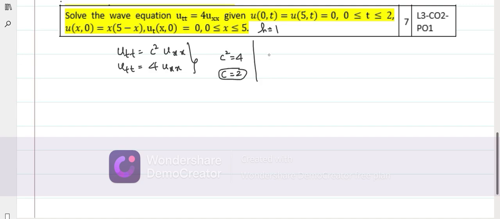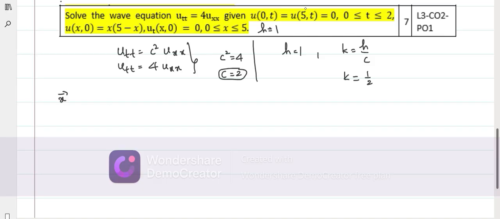The first column, u of 0 comma t is given, so that is 0. The last column is also 0. The t value is from 0 to 2, and here the h value is given. And we know the formula in the wave equation: k equal to h by c. For the heat equation, alpha equal to k c square by h square. Remember. Right. So here h equal to 1, so c equal to 2. So k equal to what? 1 by 2.